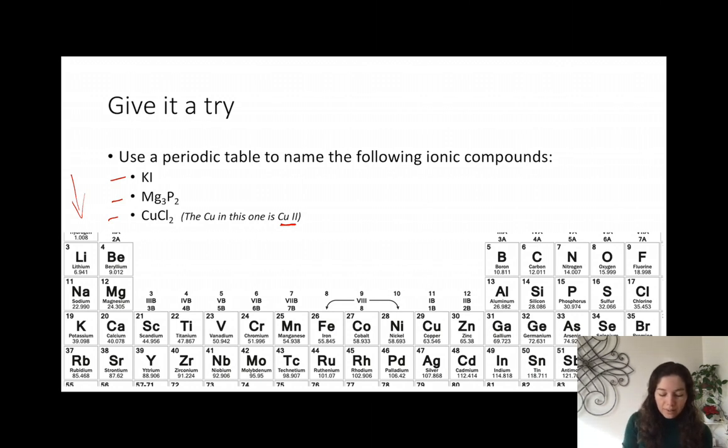So KI, if we look at the periodic table here, we've got a potassium and an iodine. So potassium and iodine is going to go to potassium iodide. IDE is the ending we're going to add. Mg3P2, we're going to locate that on the periodic table. Magnesium, phosphorus. So magnesium phosphide.